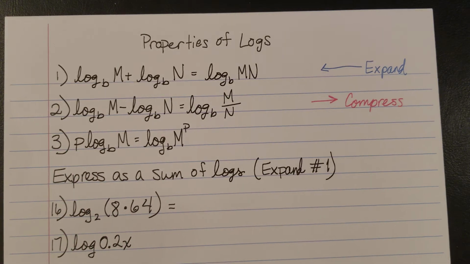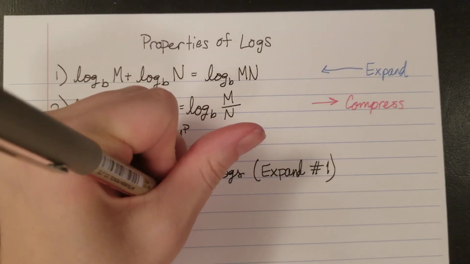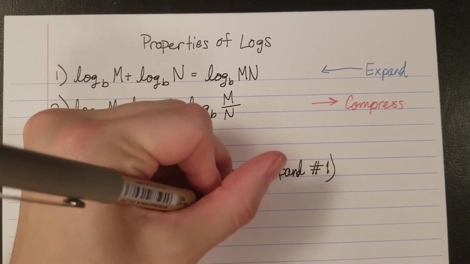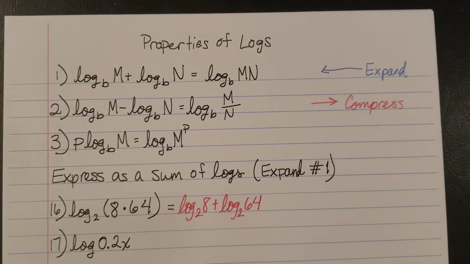Okay, so using property number 1, we want to take a single log and express that as a sum of logs. So number 16, that would be log base 2 of 8 plus log base 2 of 64. Okay, so that's all for using that first property.